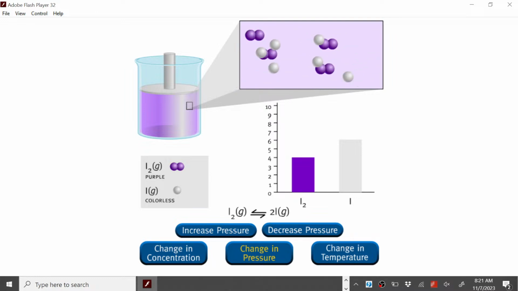Iodine exists in both a monoatomic I form and a regular I2 form in the gaseous state. The I form that isn't a paired molecule is clear, while I2 is deep, rich purple. If we increase the pressure, which way should it shift? To reactants? And then what should the color become? Darker. See, that's the case.